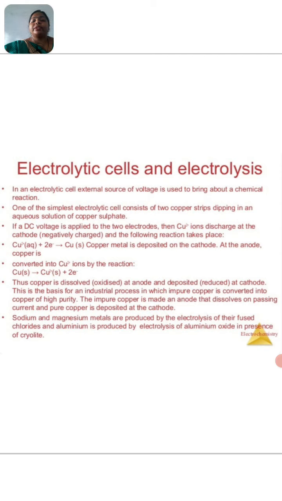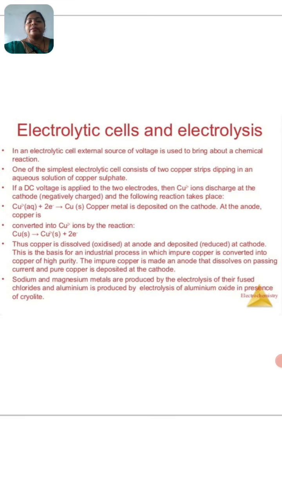This is the basis of the industrial process in which impure copper is converted into copper of high purity. This impure copper is made the anode, which dissolves on passing current. The pure copper is dipped as the cathode. Sodium and magnesium metals are produced by the electrolysis of fused electrolytes, and aluminum is produced by the electrolysis of aluminum oxide in the presence of electrolytes.